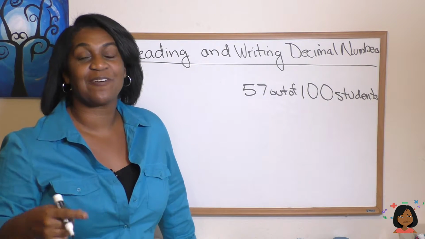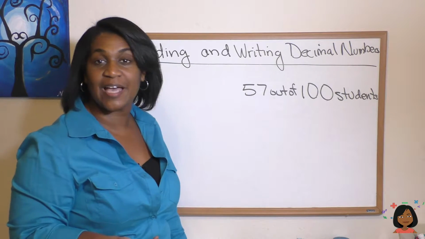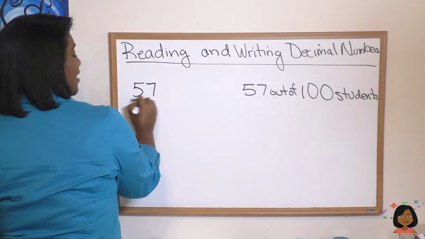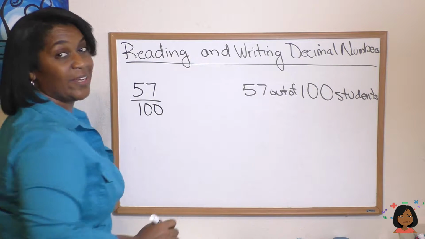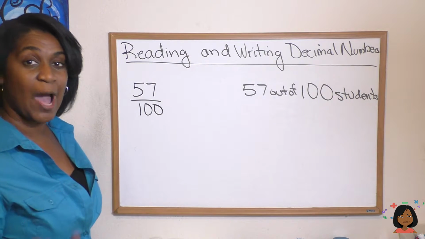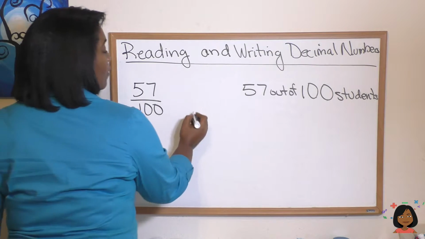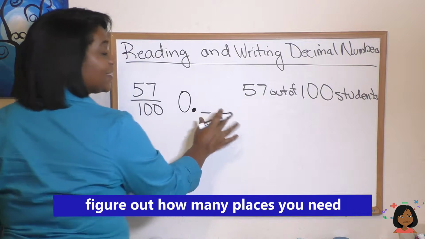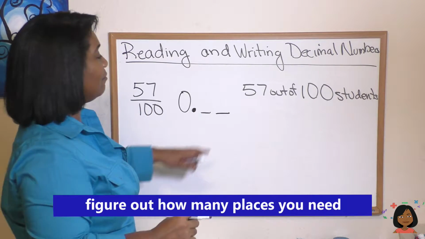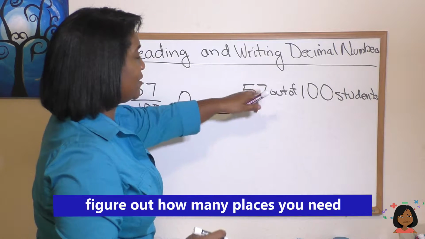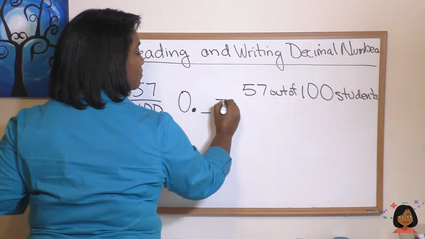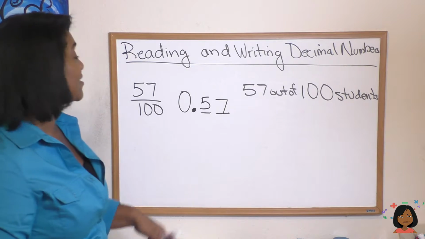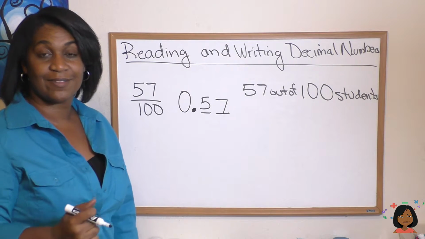So 57 out of 100. How would we write that as a fraction? Well, literally just what I said, 57 out of 100. Now, how would we write that as a decimal? Well, what I like to do is write the decimal first and then figure out how many spots I have. Well, we know that there's 57. 7's going to go in the 100th spot. 5 is in the 10th, 7's in the 100th. So there's our decimal, 0.57.